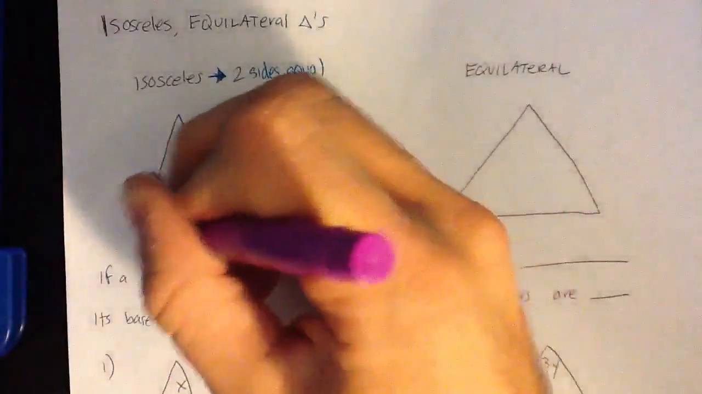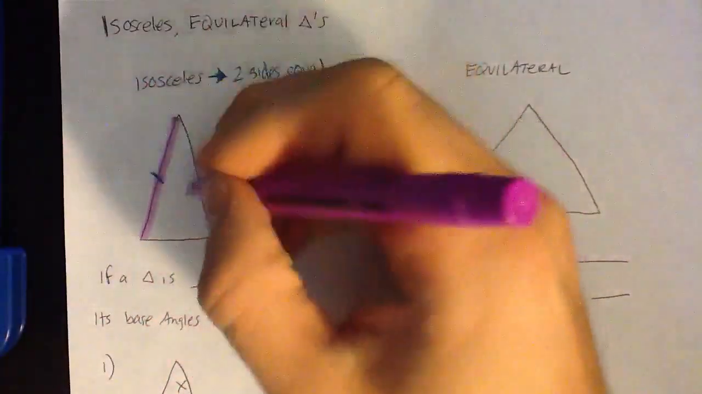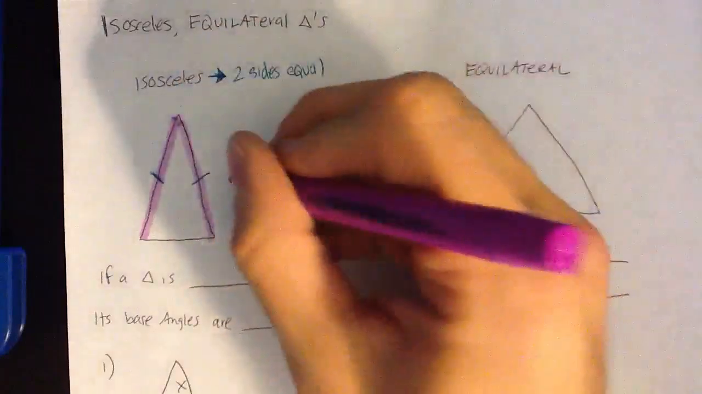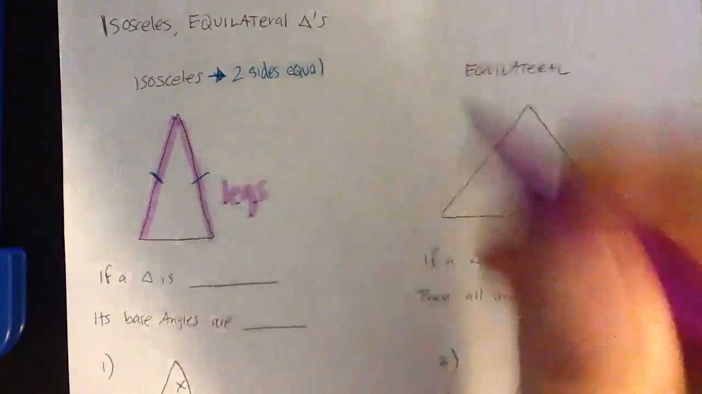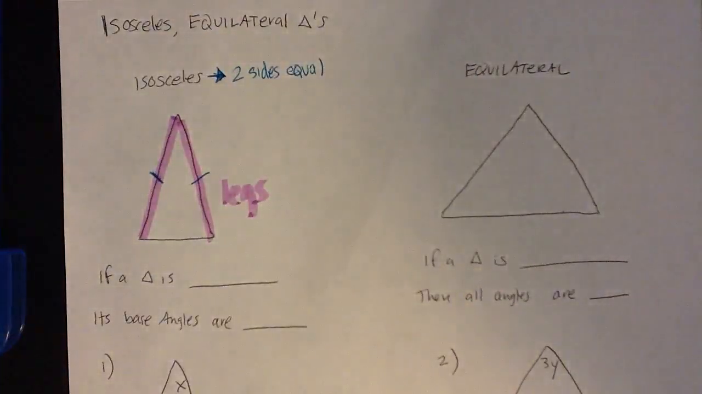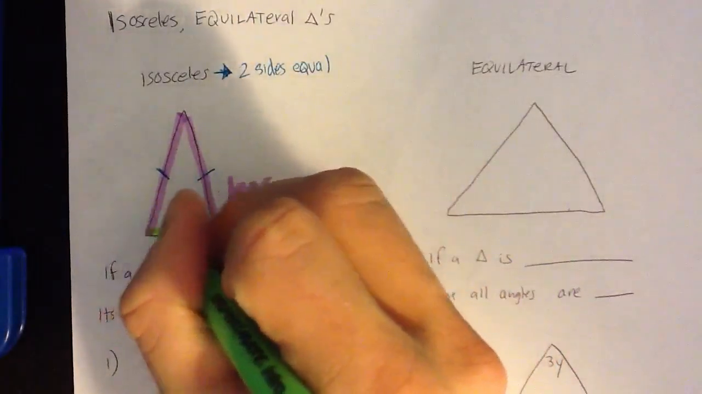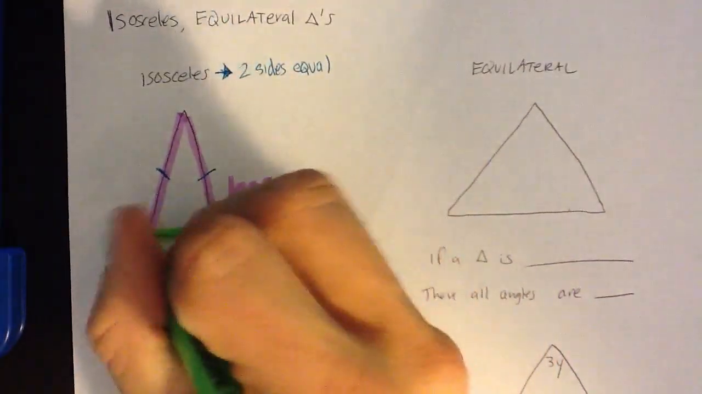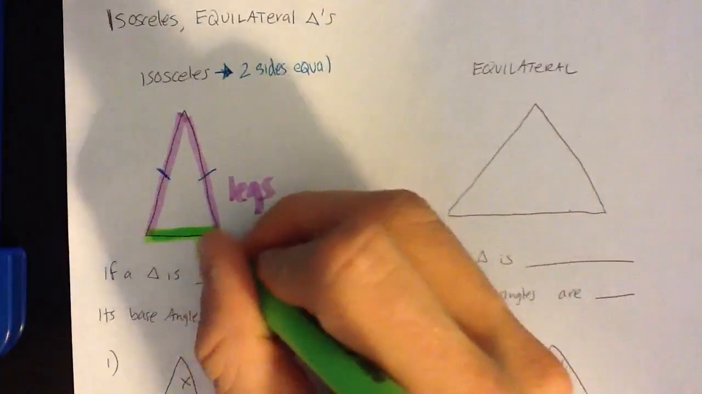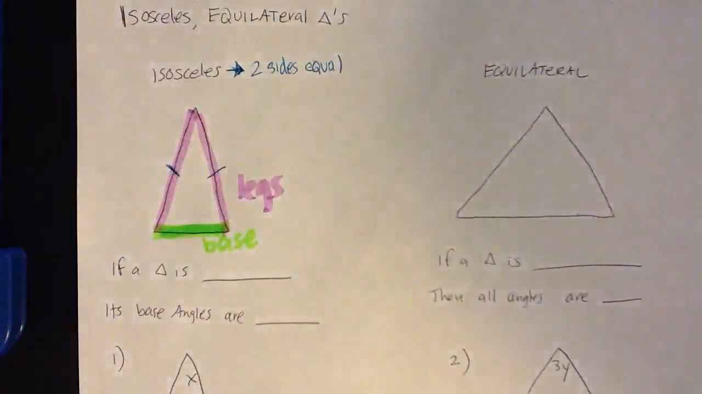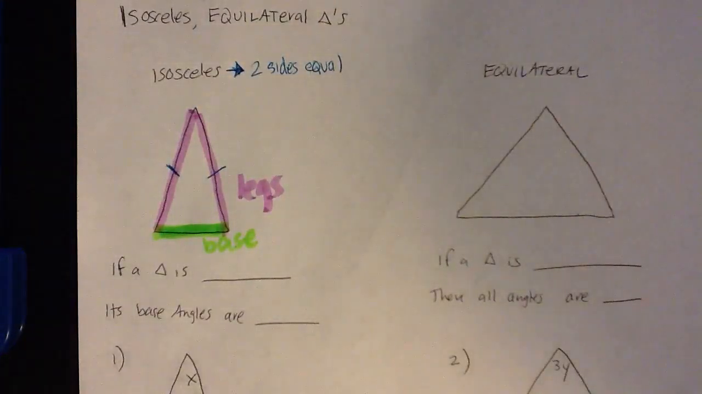Now let's talk about a couple parts. These two purple pieces we're calling legs. And in this particular drawing, the legs are equal to one another. And this one right here, the green one, is the base. Now base just meaning the bottom. If we happen to move this around, or we had a different triangle, the base is just the bottom.